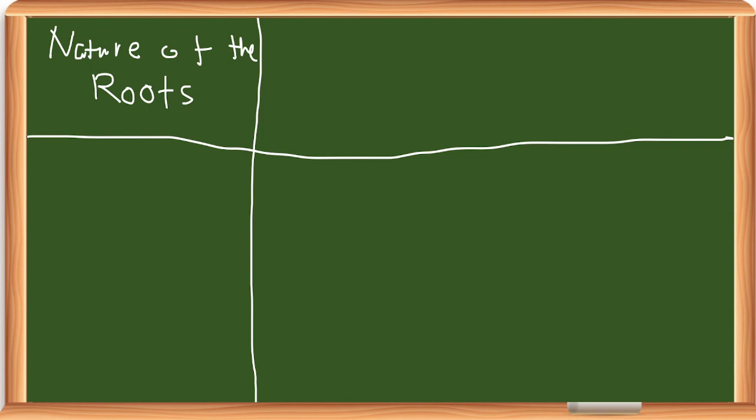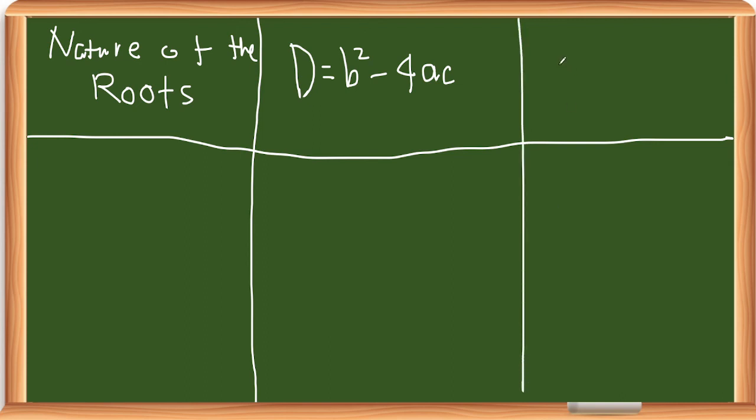Now, here is your discriminant. Let's put here your discriminant, which is equal to b squared minus 4ac. And then here at the last, the number of solutions. How many solutions there are.